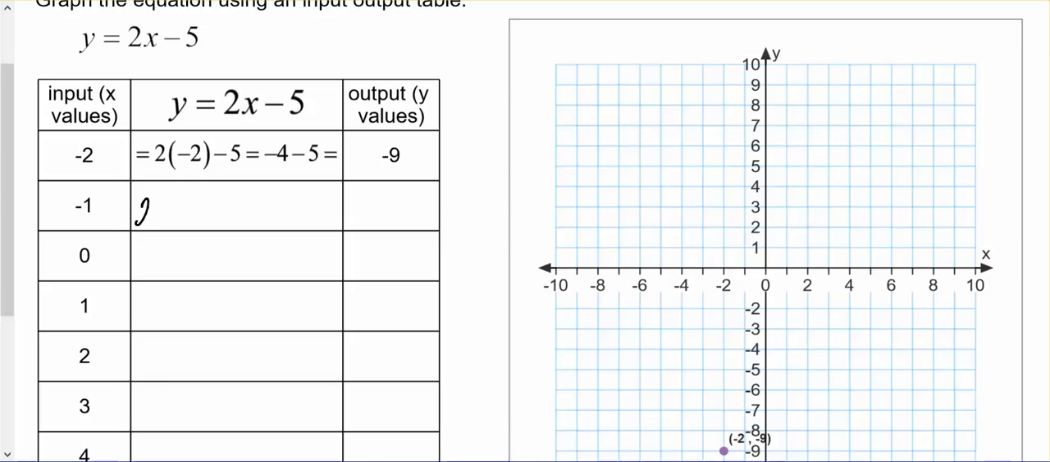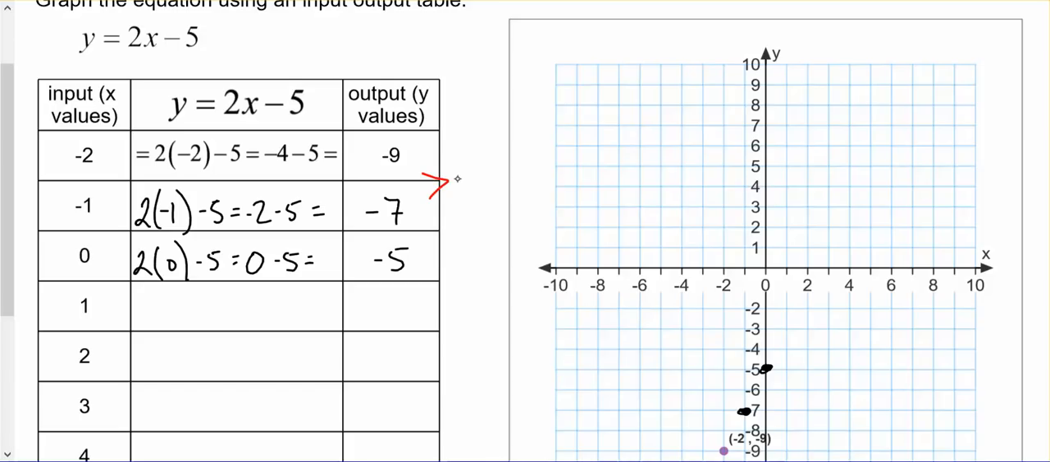And we can do -1. 2 times -1 minus 5, that's -2 minus 5, which equals -7, so we're at -1, -7, right there. 2 times 0 minus 5 equals 0 minus 5, which is -5, so 0, -5. And after we do 3, we ought to be able to see a pattern.